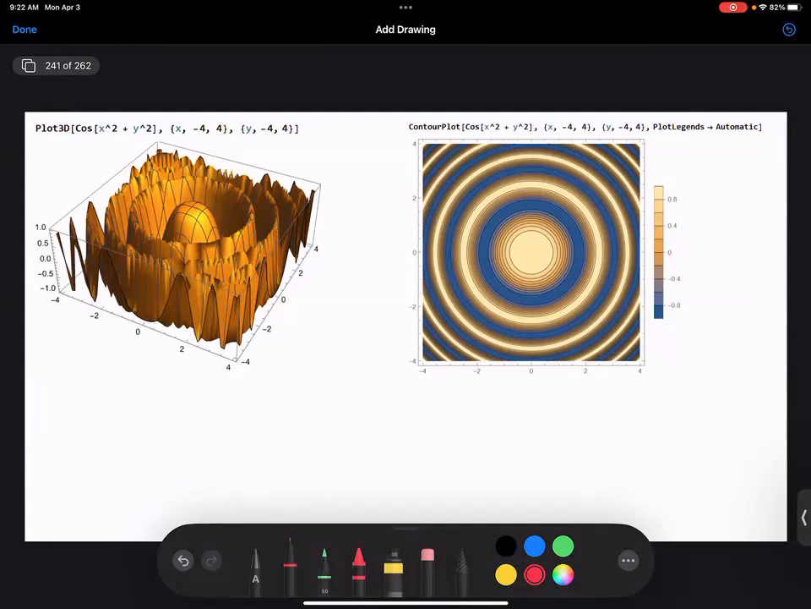Over here on the right is a contour plot. And I put in PlotLegends Automatic so you can actually look and see what is the value of the colors. And so you can really get a sense. The brighter the color, the larger the value. And you can see this kind of periodic behavior. And you can see these circular rings where you're going to have roughly similar values.